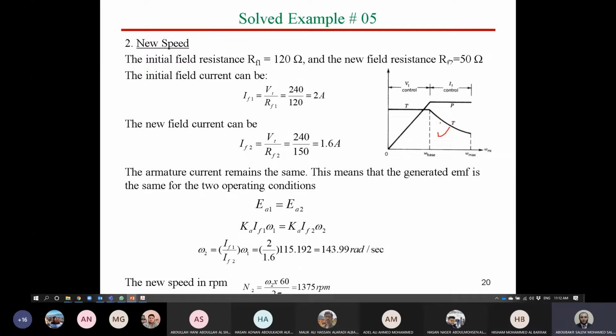Why? Because now we operated the motor at field weakening, which means we reduced the value of field, and therefore we expect to have higher speed and lower torque because the power is constant now.